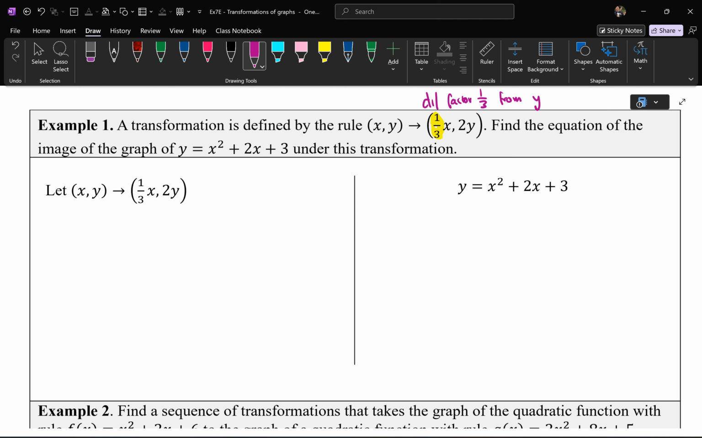Yeah. So you're multiplying the x values. So think about stretch along the x-axis. Then you can see it's moving away from the y-axis. Okay, so that's dilation of factor 1/3 from the y. Let's try the next one.